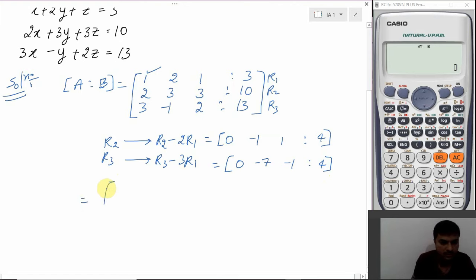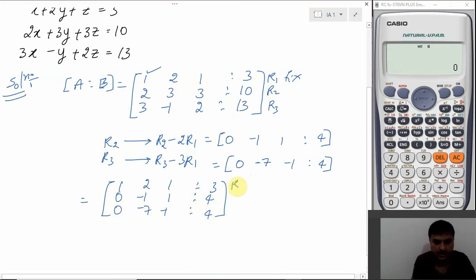So just substitute the values here quickly. It is 1, 2, 1, 3. Always remember, students, R1 is always fixed. Then the next rows: 0, minus 1, 1, and here we have 4; 0, minus 7, minus 1, and here we have 4. So this is my new R1, R2 and R3.